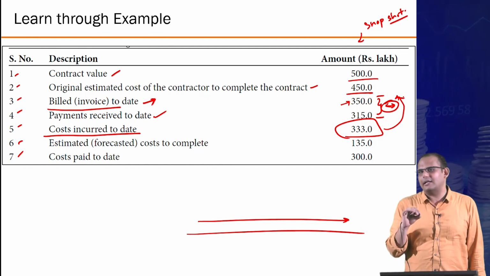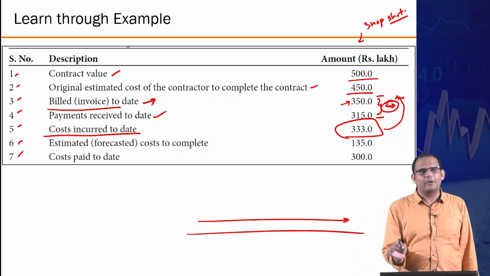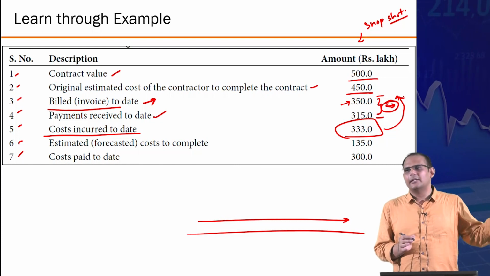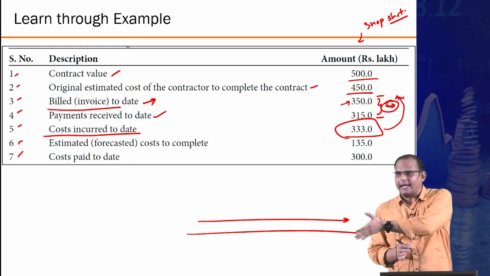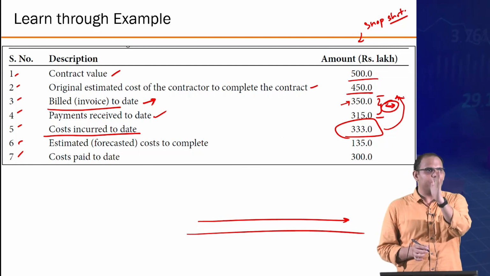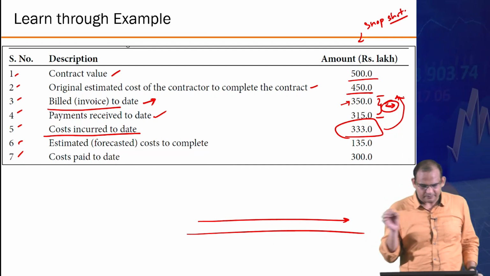If you as a contractor are not proactive in raising the bills, theoretically this can go very high, right? For example, if the contract is that you get paid only after the end, the billed invoice to date would be 0 in the middle of the project, but your cost will actually be there, right?